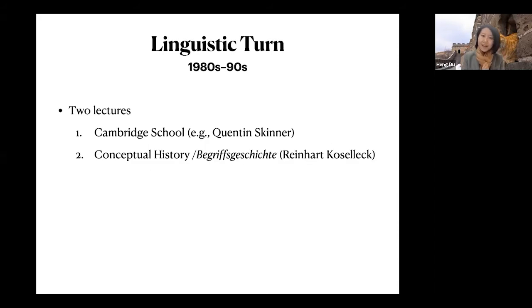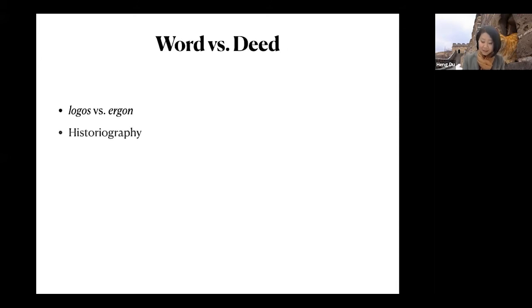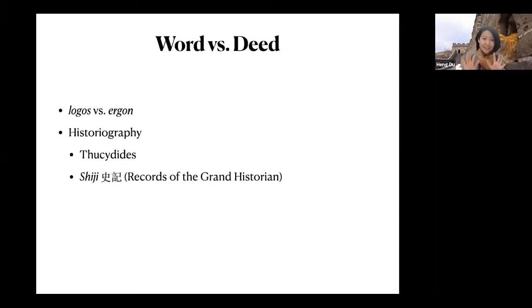So today's lecture, again, is going to focus on the Anglophone tradition, specifically the Cambridge School. And then next week's lecture, we're going to turn to a strand of the linguistic turn that's more part of the continental tradition, which is referred to in English as conceptual history or Begriffsgeschichte, right? But the specific case studies will be on early Chinese texts.